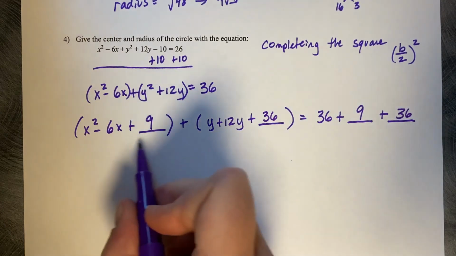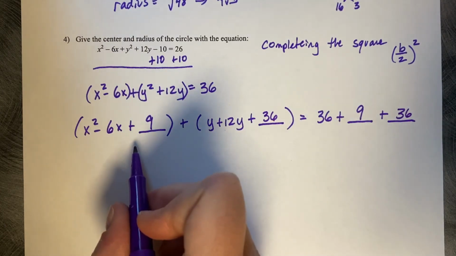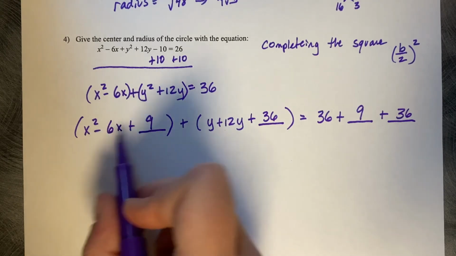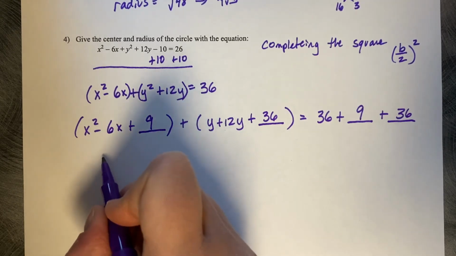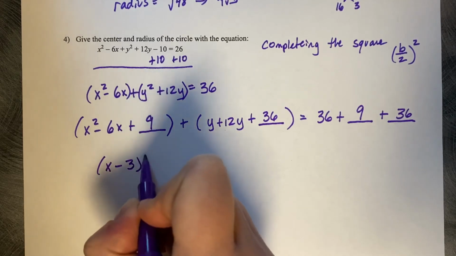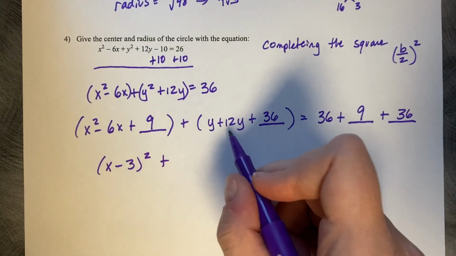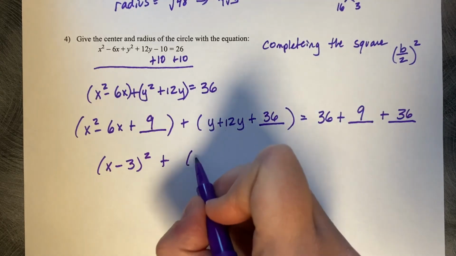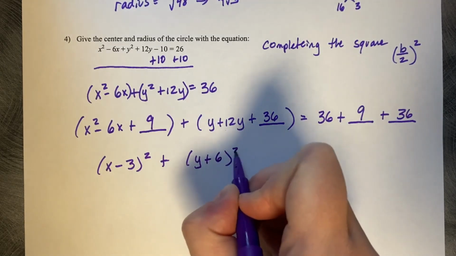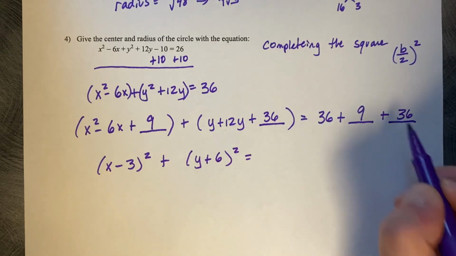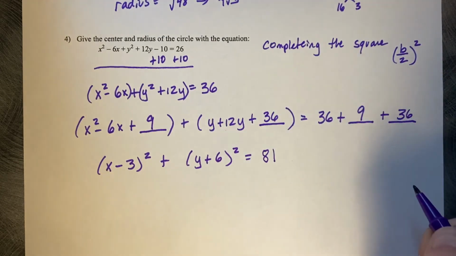And now we complete the square by turning this into a binomial squared. So the negative 3 times negative 3 is 9 and adds to negative 6. So (x minus 3) squared. And then 12 over 2 is 6. 6 squared is 36. So (y plus 6) squared. And then 36 plus 9 plus 36 is 81.